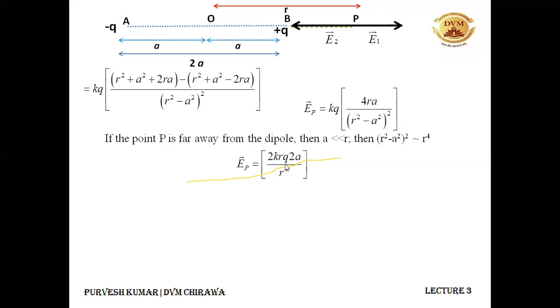One R gets cancelled out, and this Q into 2A. See this thing in the numerator, what I have done is I have multiplied this KQ and I have written this 4 as 2 into 2.